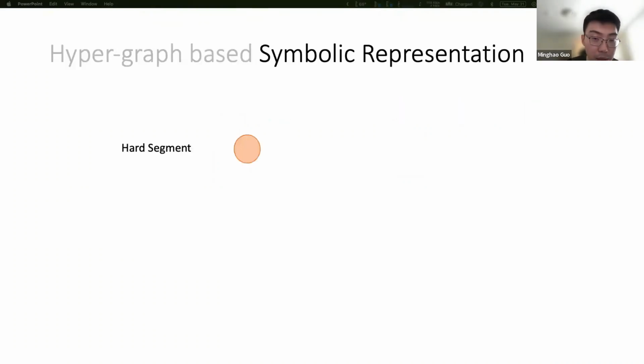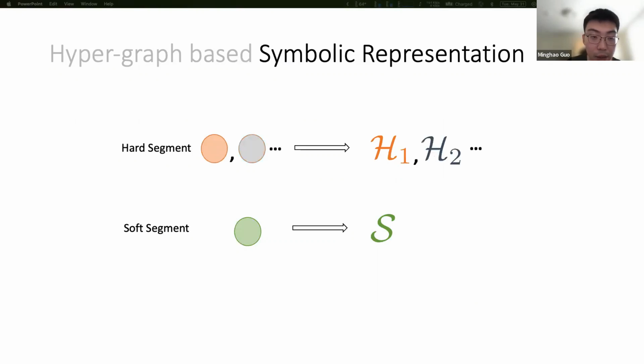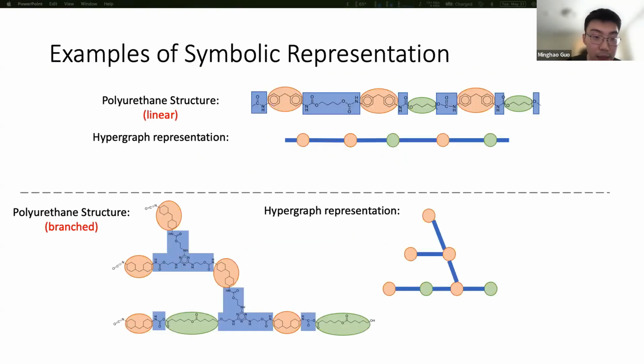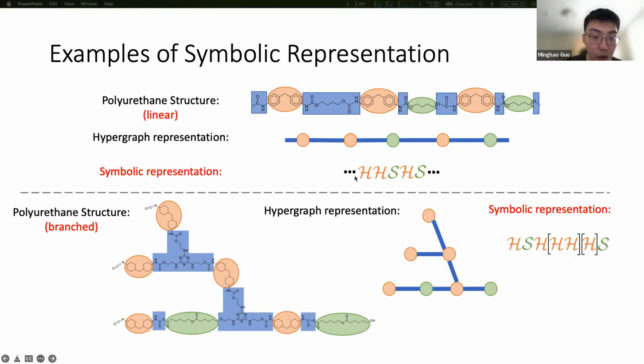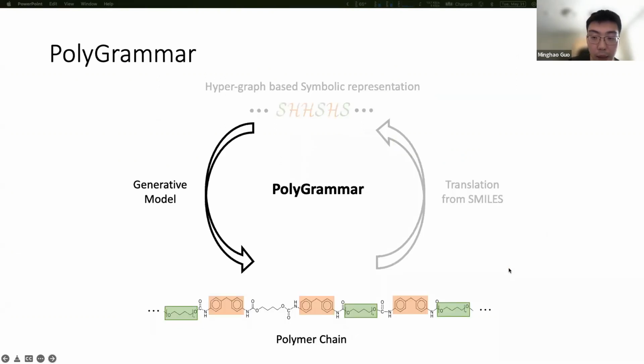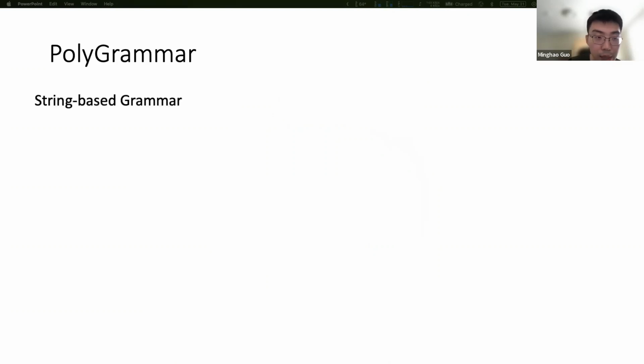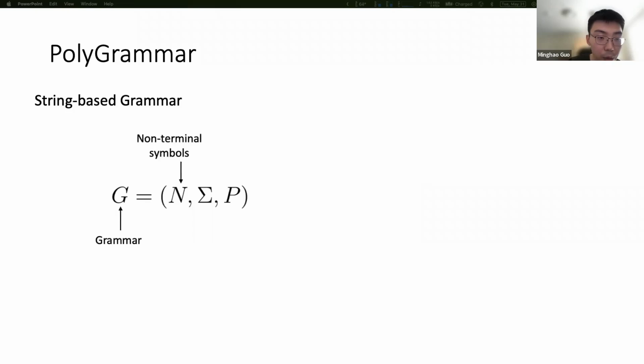Given this hypergraph representation, we can convert each hyperedge to a letter or a symbol. For these two examples, the linear structure is converted to a string of symbols, and for branched structures you could add some brackets. This is similar to the SMILES representation, but it is based on the hypergraph, not on basic atoms. Based on this representation, we derive a generative model, in this case a string-based grammar, as we have previously discussed. It consists of non-terminal symbols and terminal symbols.